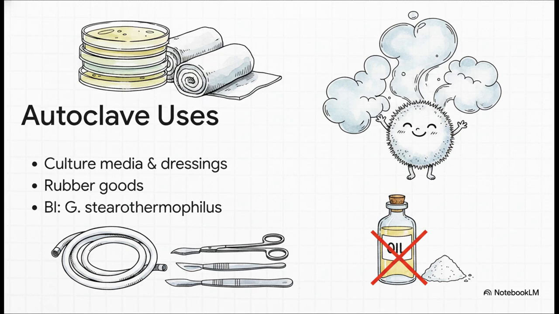And to prove the autoclave is doing its job, we use a different biological indicator, Geobacillus stearothermophilus. Unlike the last indicator we talked about, these spores actually love the heat. So if the autoclave can successfully kill them, it can literally kill anything.